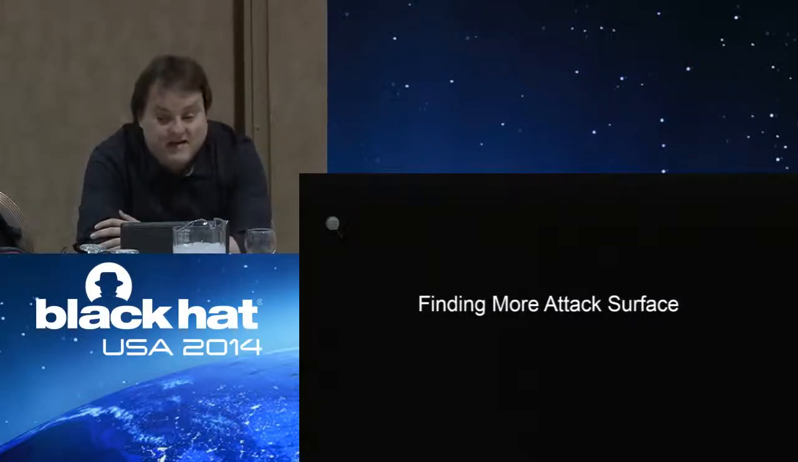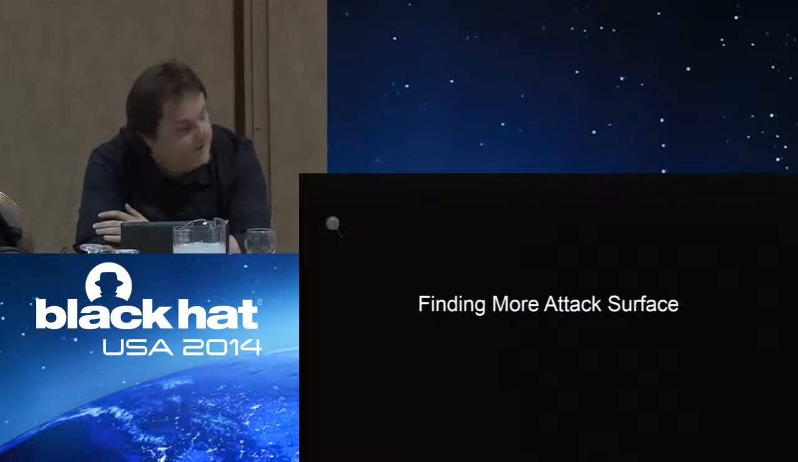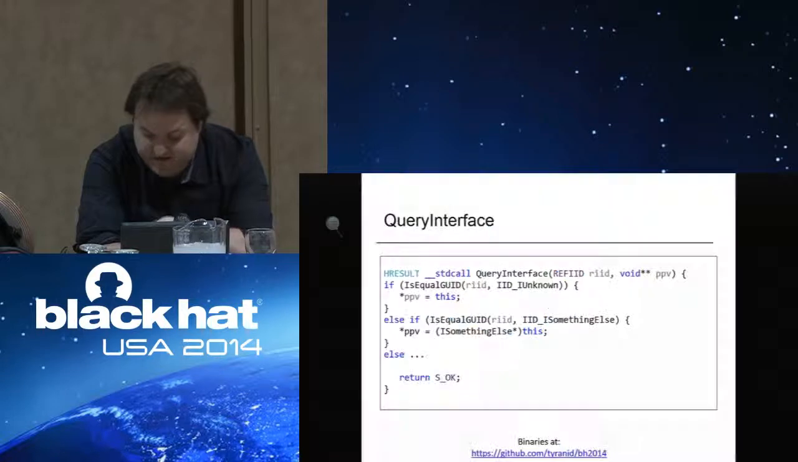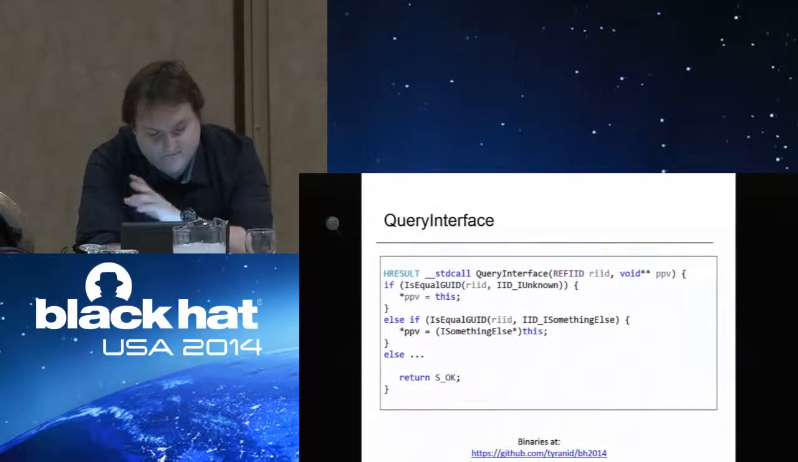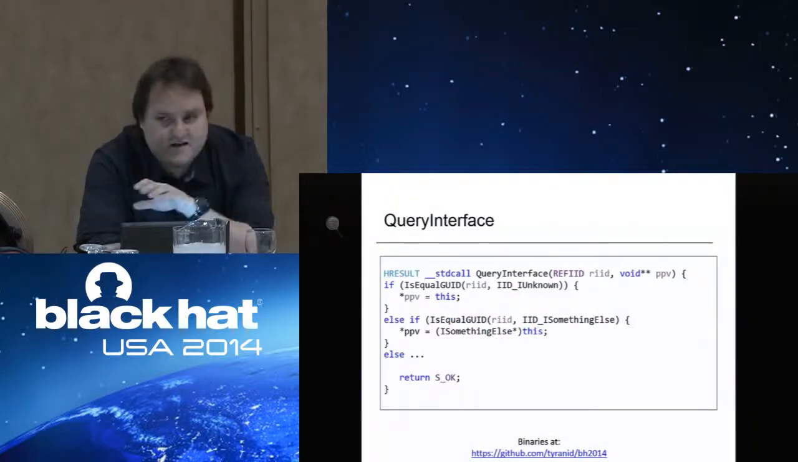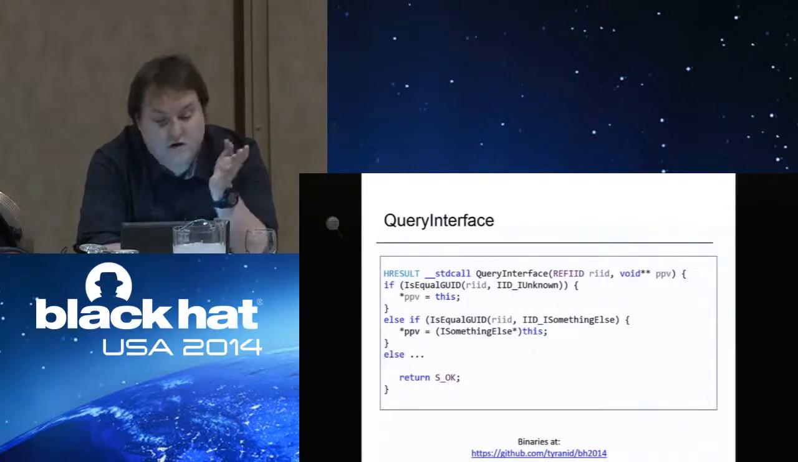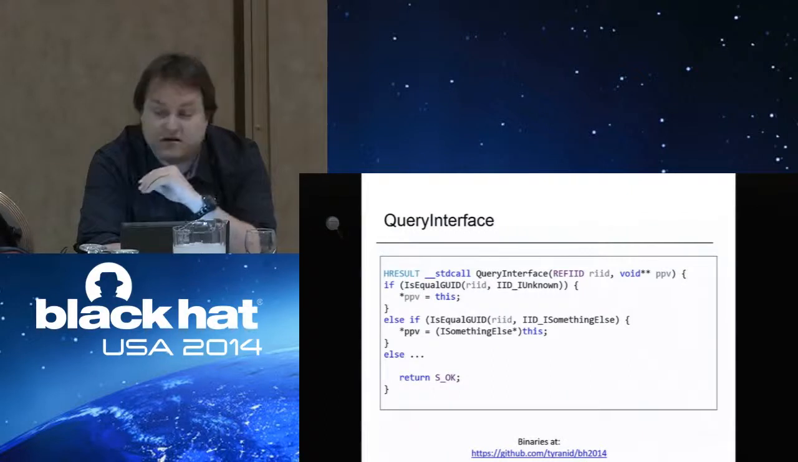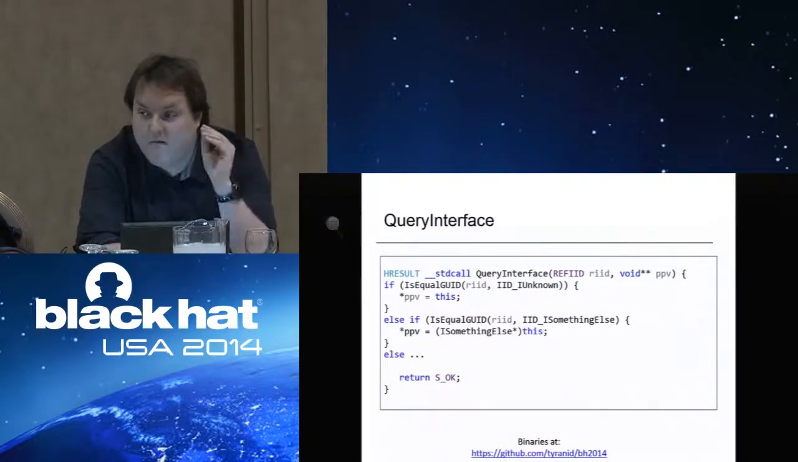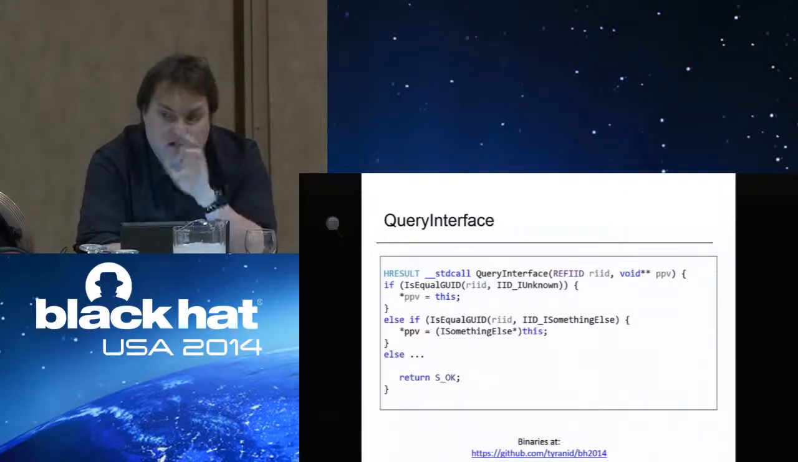So there's plenty of attack surface already. There's not a lack of attack surface, realistically, but we obviously want to go a bit further. One of the things I obviously hinted at with the .NET stuff is you can call QueryInterface and get access to other interfaces for an object.